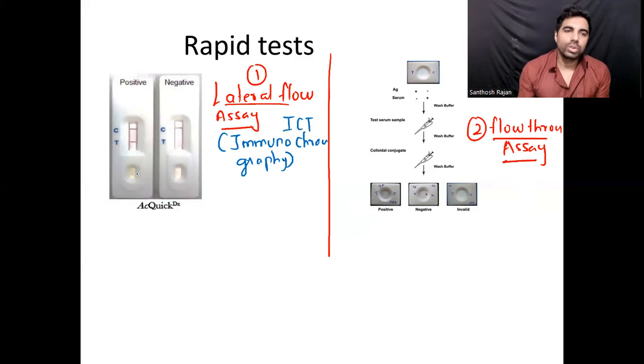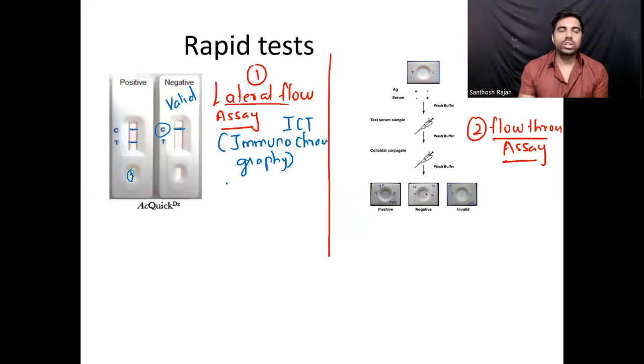So here, what happens? You put the blood sample, the serum sample here, and it will flow through like this, and you'll have a control and the test. Make sure that your control always comes positive. Don't worry about the result, but whenever you put a sample, the control should be positive. Only then is it valid.